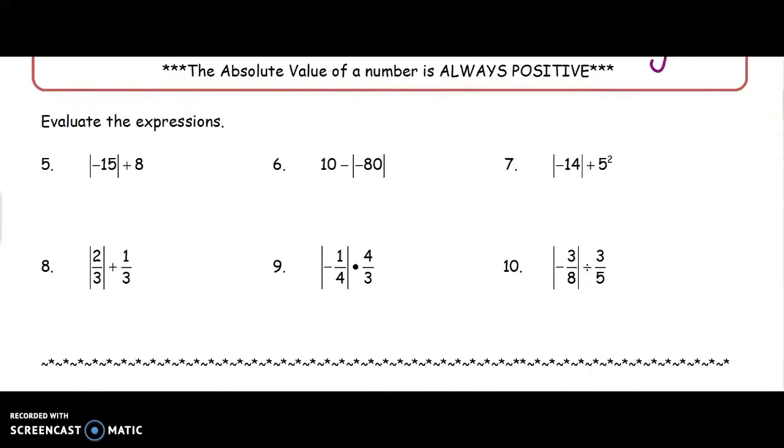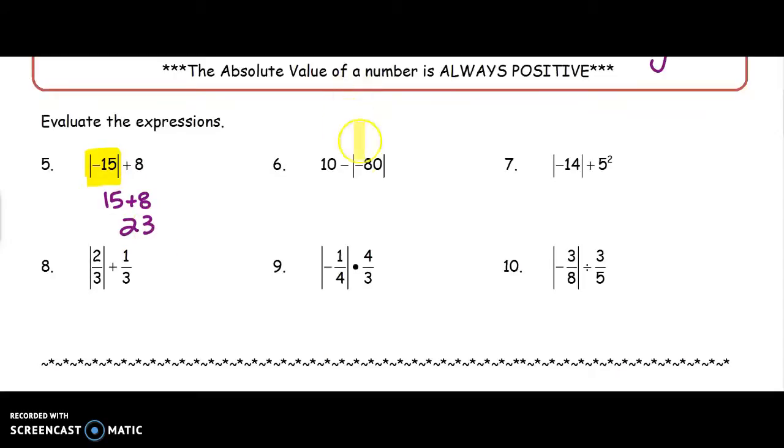So if we take a second to evaluate these, always look at your absolute value first. What's the distance of negative 15 from 0? We would say it's a positive 15. Once you take the absolute value, go ahead and drop those bars. Then we would say plus 8. I'm sorry, this is a positive 15, and then we would say 23.